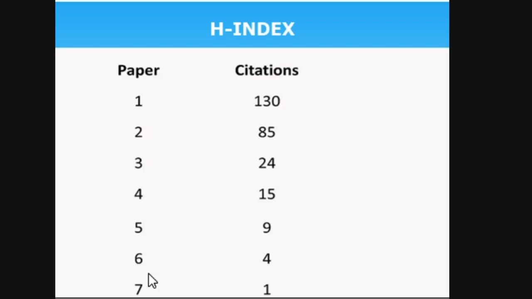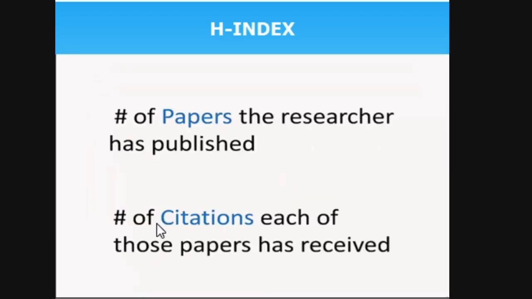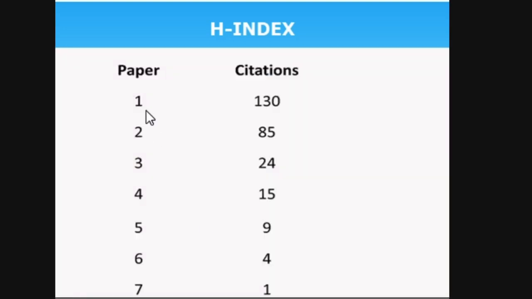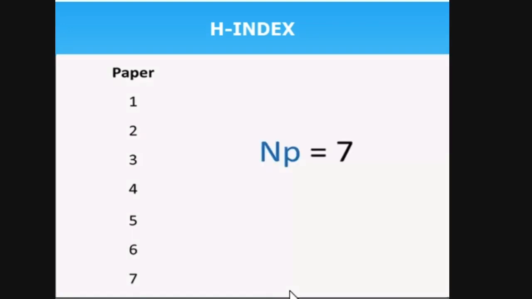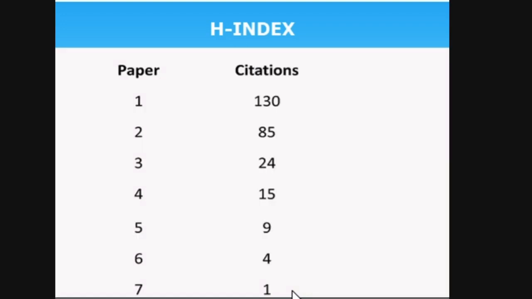According to the 7 papers, each paper has got different citations. Paper number 1 has 130 citations, 2 has 85 citations, 3 has 24, like that, and paper 7 has 1 citation. Sheila has published 7 papers and all 7 papers have got different citations. The citations are ranked in decreasing order, from highest to lowest. This is the status of quantity and quality based on Sheila's publications.